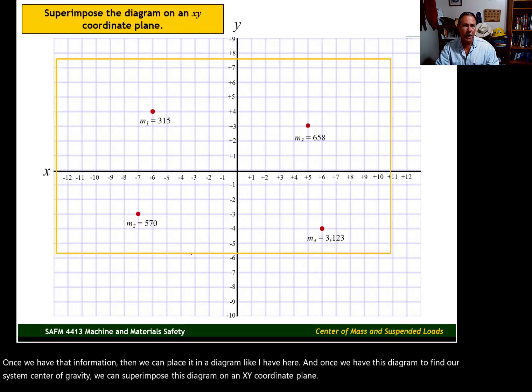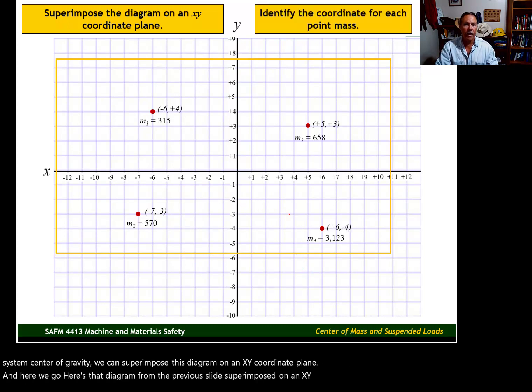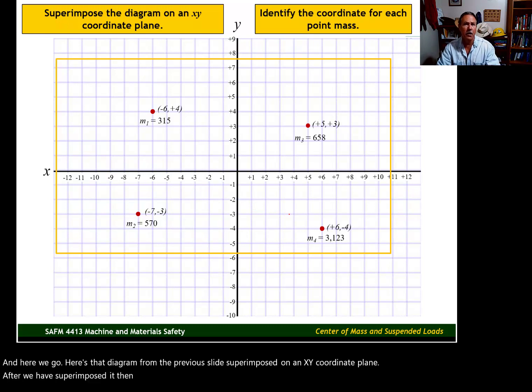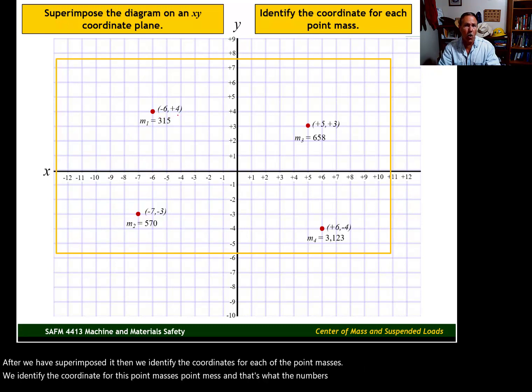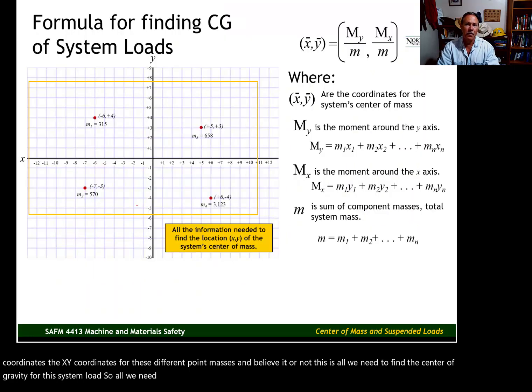And here we go. Here's that diagram from the previous slide, superimposed on an XY coordinate plane. After we have superimposed it, we identify the coordinate for each of the point masses. The numbers in the parentheses are the XY coordinates for these different point masses. And believe it or not, this is all we need to find the center of gravity for this system load, using these formulas.